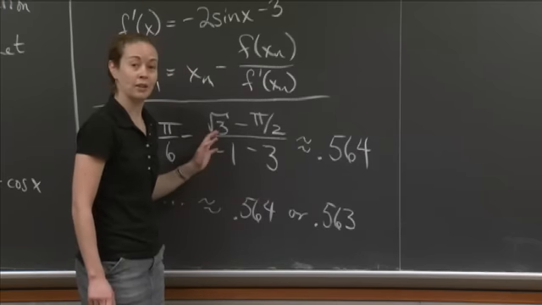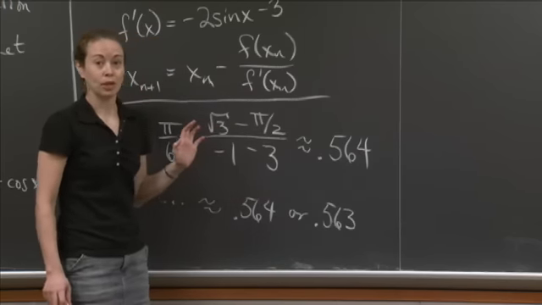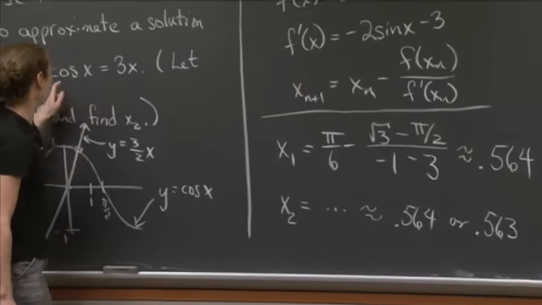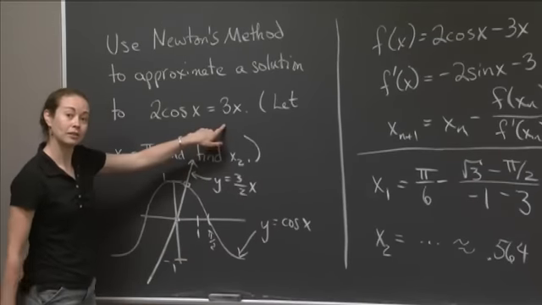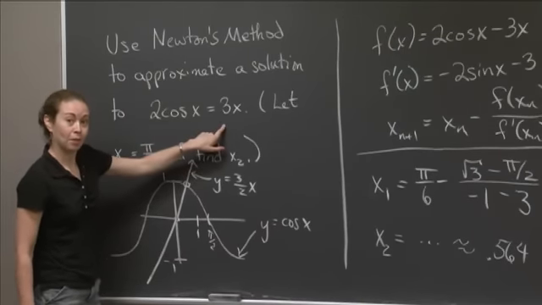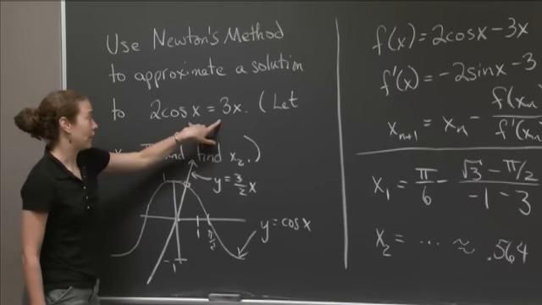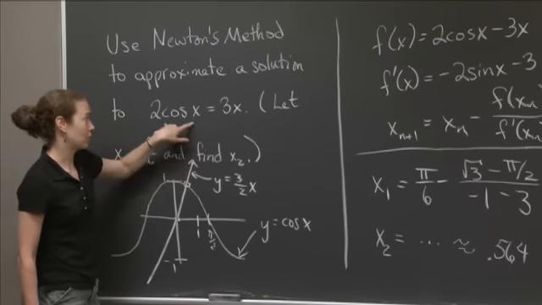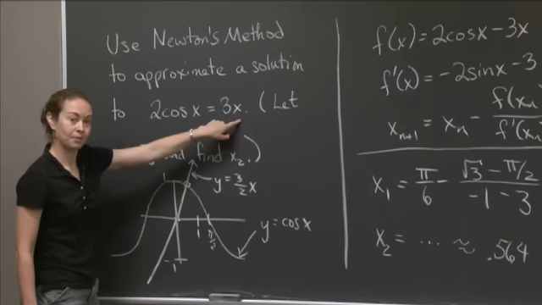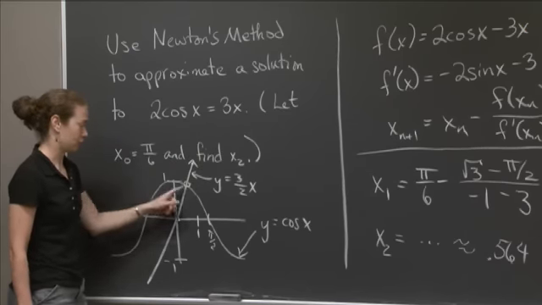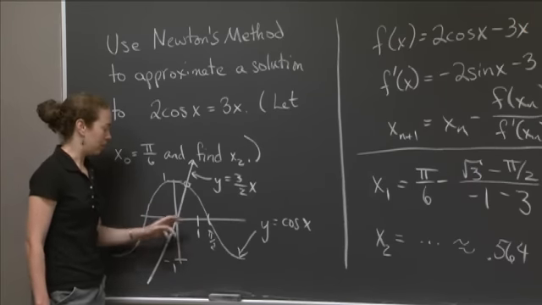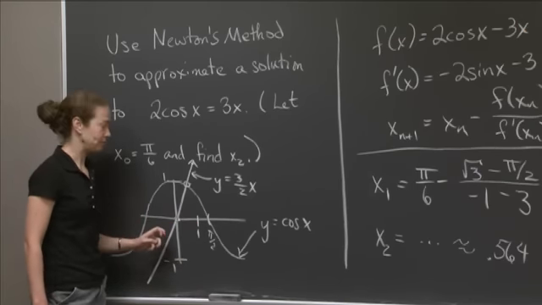Okay, so let me just remind you what we were doing here. We were trying to use Newton's method to find a solution to an equation that I had written up here, this 2 cosine x equals 3x. And I pointed out a couple things. I pointed out that finding a solution to this equation is the same as finding a solution to the equation cosine x equals 3/2 x. And so I did that as a graph to sort of see if I could get an initial idea of what kind of solution I was looking for.